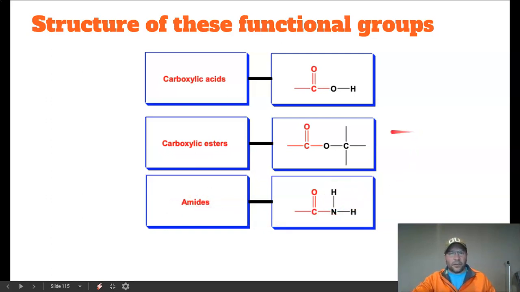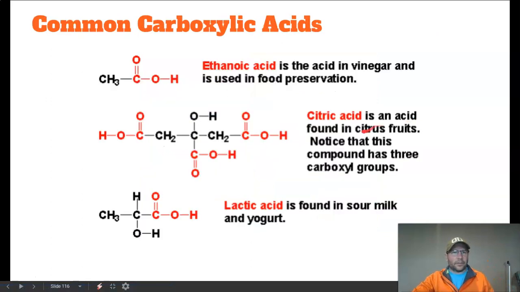So let's go through, and we're going to go through each one separately. This one shouldn't take too long. We'll see how it goes. Let's see. So here's some common carboxylic acids. This one right here is called ethanoic acid. I'll come back and show you that.